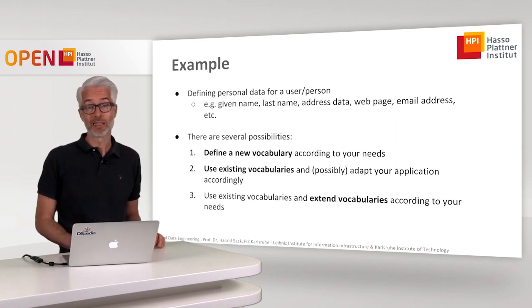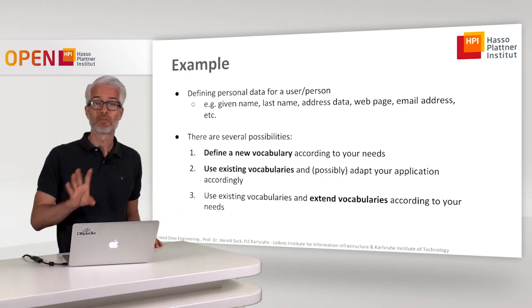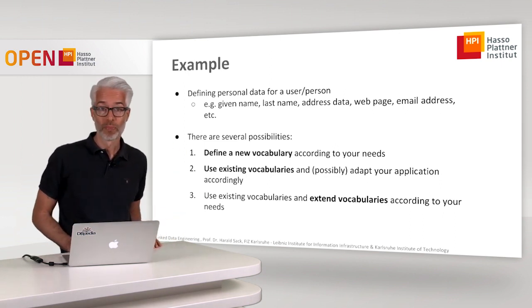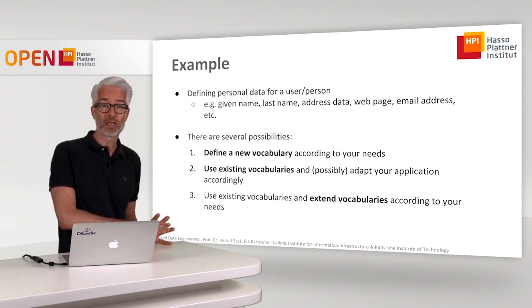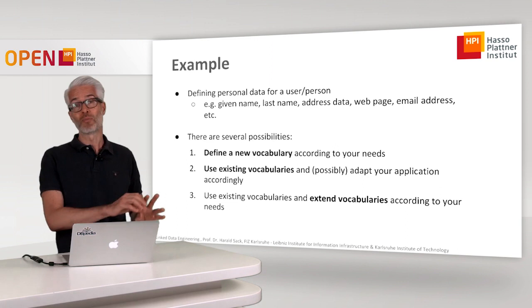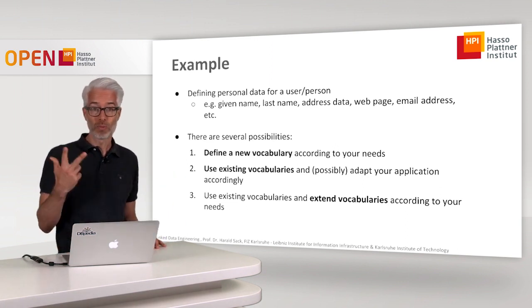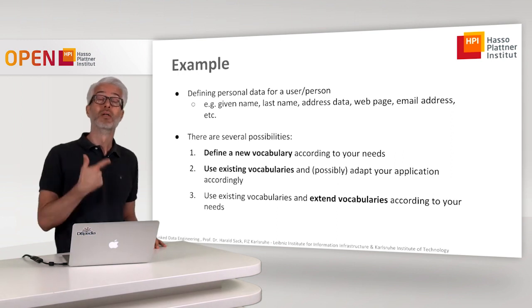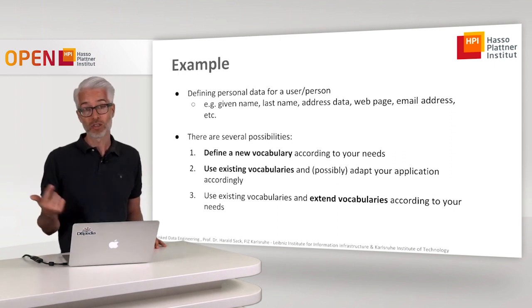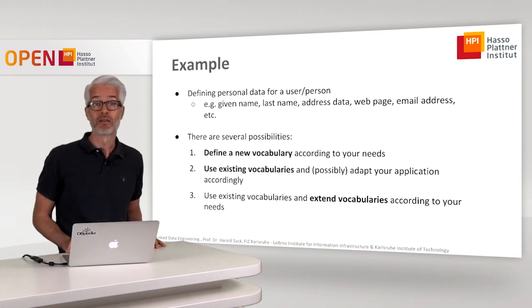This is the nice thing in linked data. There is an open world. We will talk about this. Linked data follows an open world assumption. So we use existing vocabularies and extend these vocabularies according to our needs. So we put something in there which has not been there. So we do some refinement, some add-on and stuff like that. So this is possible. Three possibilities: define new, use existing and adapt your application, or use existing and extend the existing vocabulary.